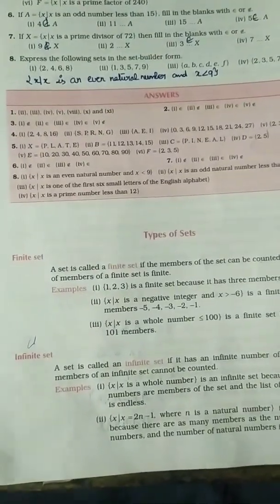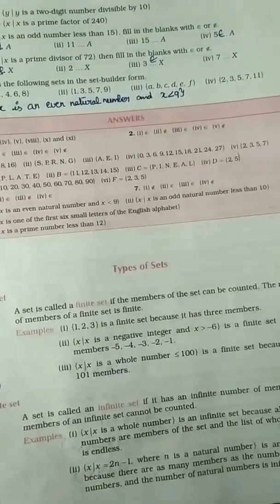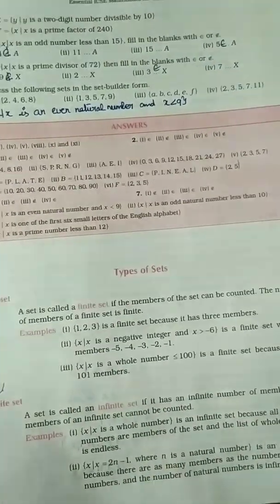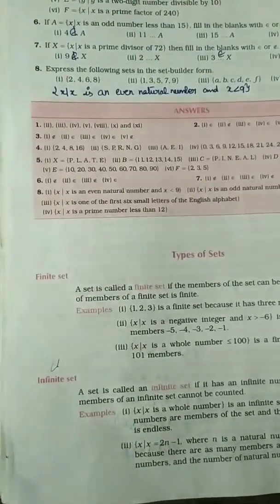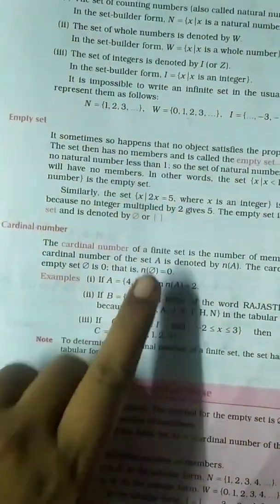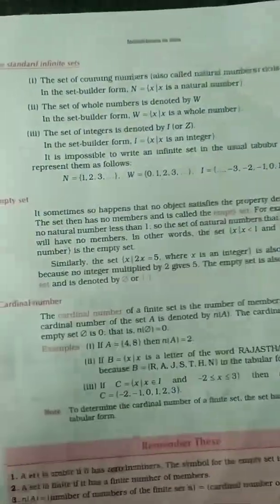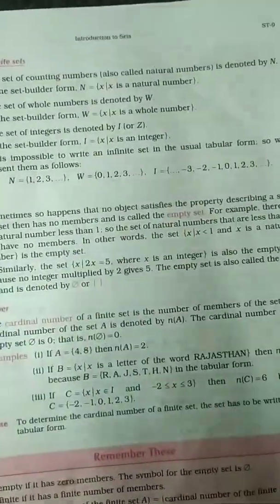Then you have types of sets. First we have learned what is a set and how can we write a set. Next we are learning what are the types of sets. Finite set, infinite set, empty set, cardinal number. Empty set will be denoted like this. Cardinal number means how many elements will be there, denoted as n of A is equal to 3.